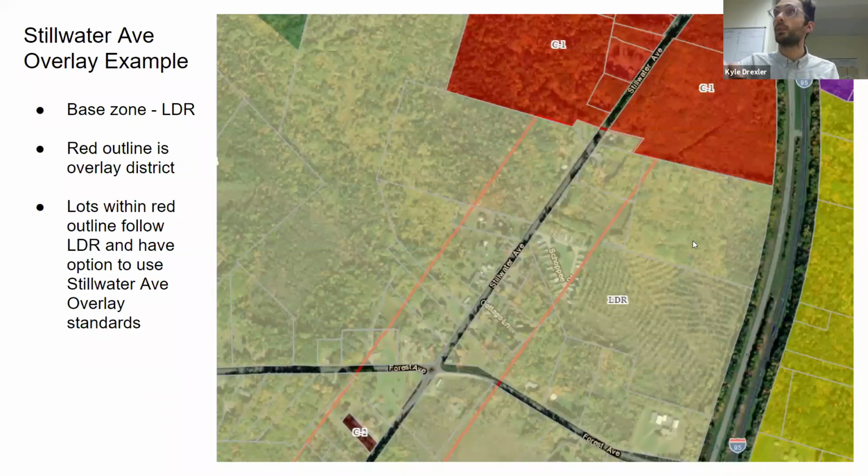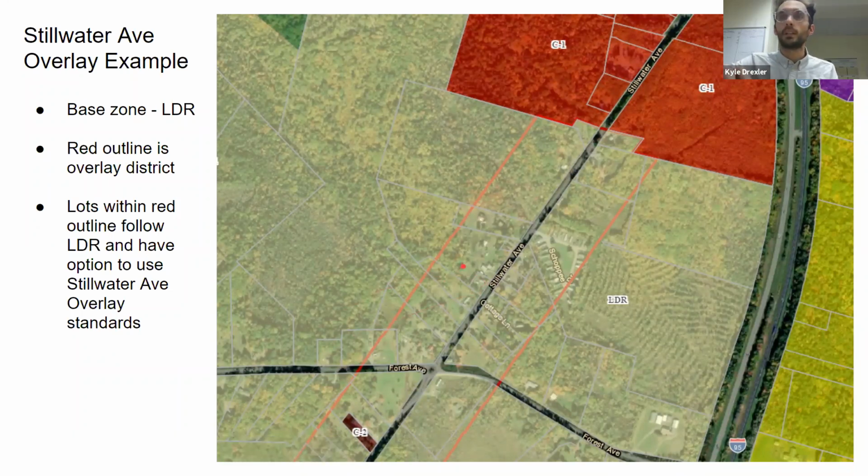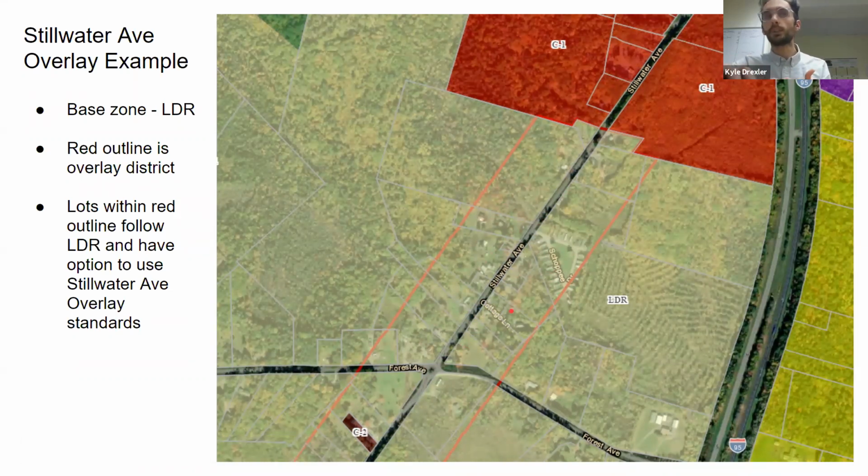When you look at the zoning map, as we move on here, you can see that this beigeish color indicates the base zone of the LDR, low density district, and this red outline around Stillwater indicates the area where the overlay is. All those lots inside there would be able to participate in the overlay district if they wanted to, but if not, they can continue to operate with the low density residential standards. And that's the same thing as what we're talking about here.